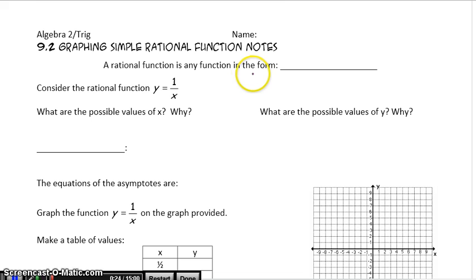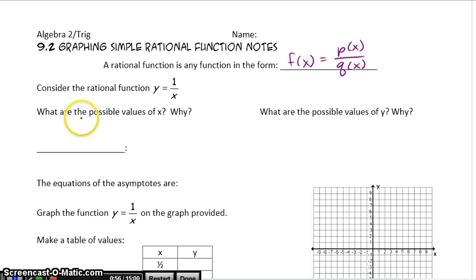That is just a function in the form of f of x equals p of x all over q of x. Now all this is saying is an expression with x on the top and an expression with x on the bottom. So consider the rational function y equals 1 over x. Now this is just a generic function. It's one of the most simple rational functions that we know. So for this first example, we're just going to do everything based off of this function.